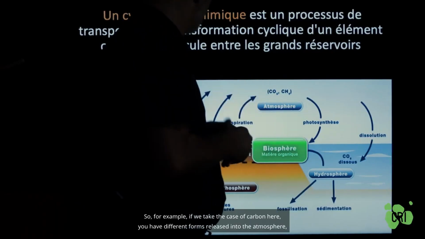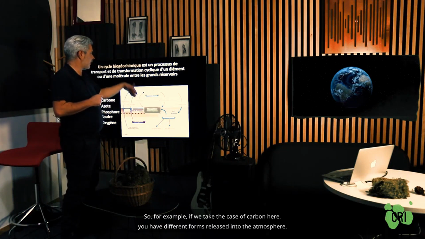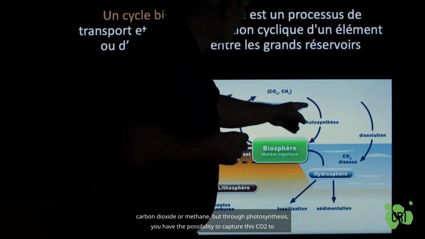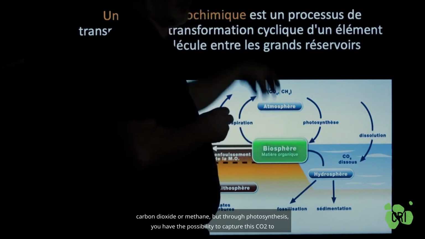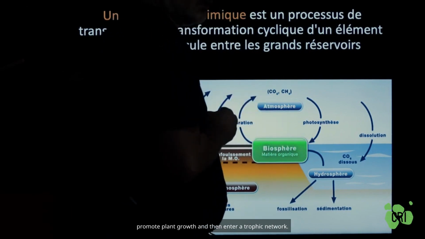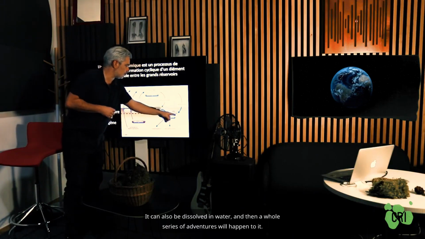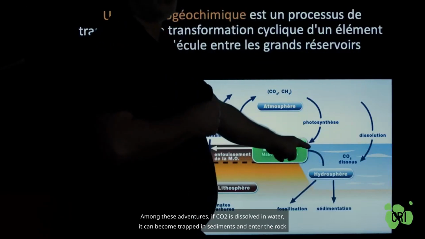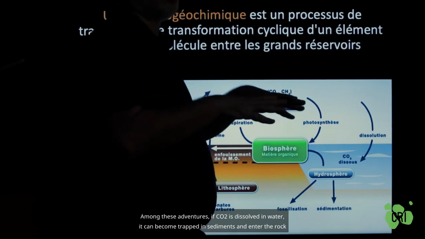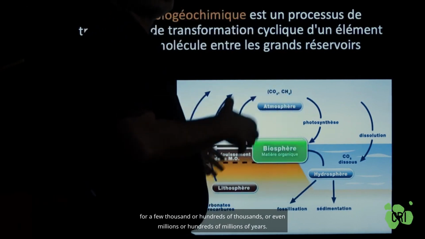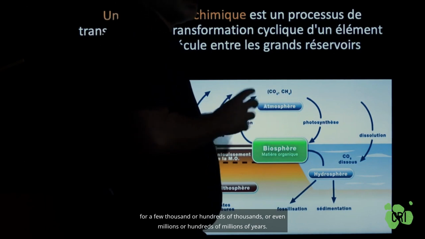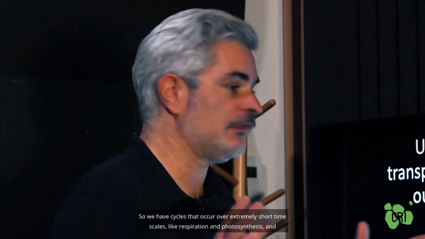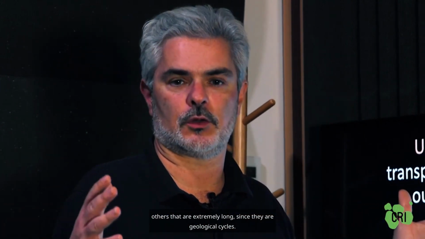So, for example, if we take the case of carbon here, you have different forms released into the atmosphere, carbon dioxide or methane, but through photosynthesis, you have the possibility to capture this CO2 to promote plant growth and then enter a trophic network. It can also be dissolved in water, and then a whole series of adventures will happen to it. Among these adventures, if CO2 is dissolved in water, it can become trapped in sediments and enter the rock for a few thousand or hundreds of thousands, or even millions or hundreds of millions of years. So we have cycles that occur over extremely short timescales, like respiration and photosynthesis, and others that are extremely long, since they are geological cycles.